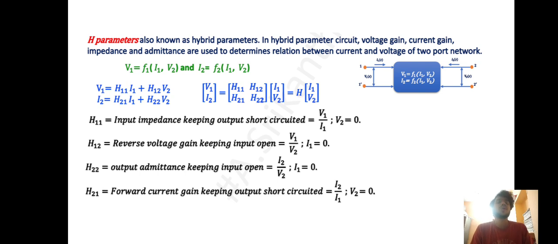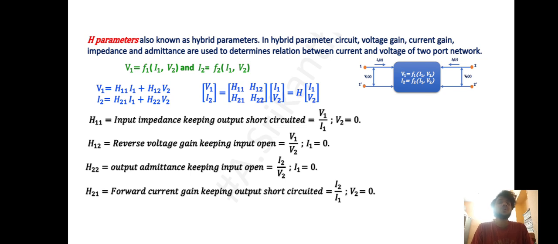V1 equals H11 into I1 plus H12 into V2. I2 equals H21 into I1 plus H22 into V2. V1 I2 equals H11 H12 H21 H22.